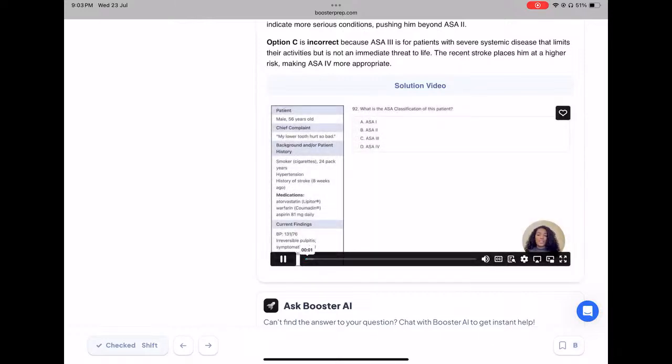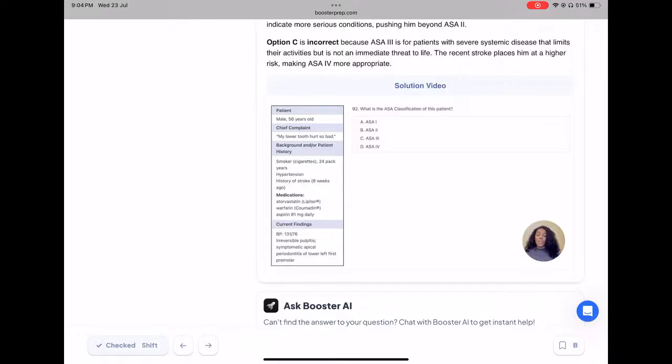Question 92 reads, what is the ASA classification of this patient? Here we have a 56-year-old male patient. His chief complaint is, my lower tooth hurts so bad. His background and patient history is that he's a smoker, he's hypertensive, and he has a history of a stroke 8 weeks ago. His current findings are blood pressure of 131/76, irreversible pulpitis, and symptomatic apical periodontitis of the lower left first premolar.